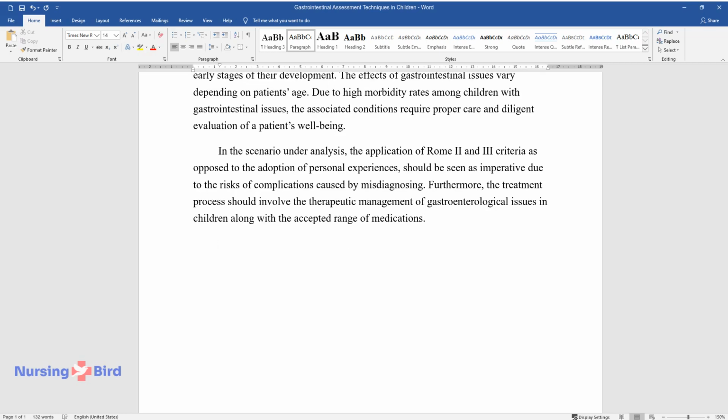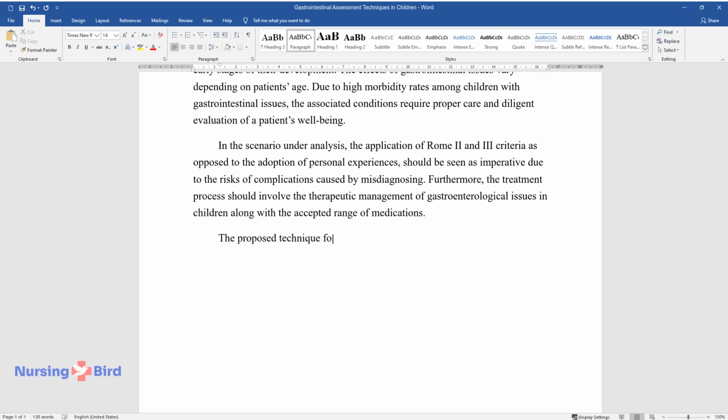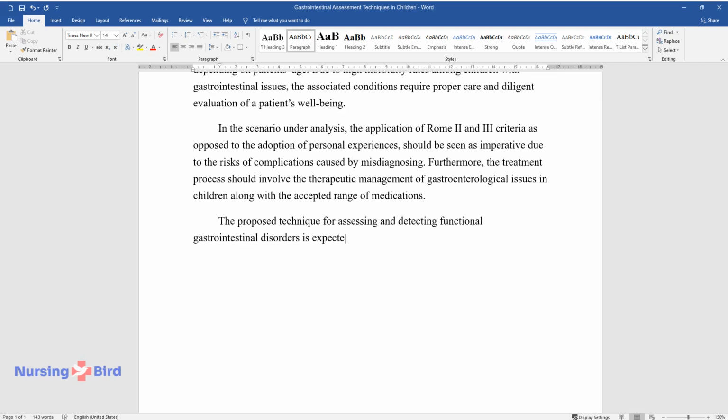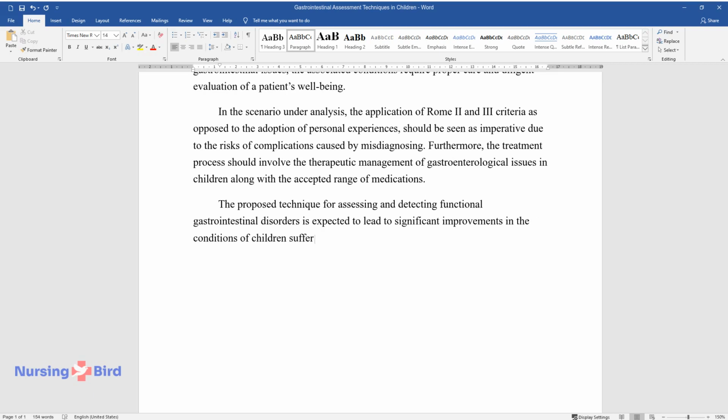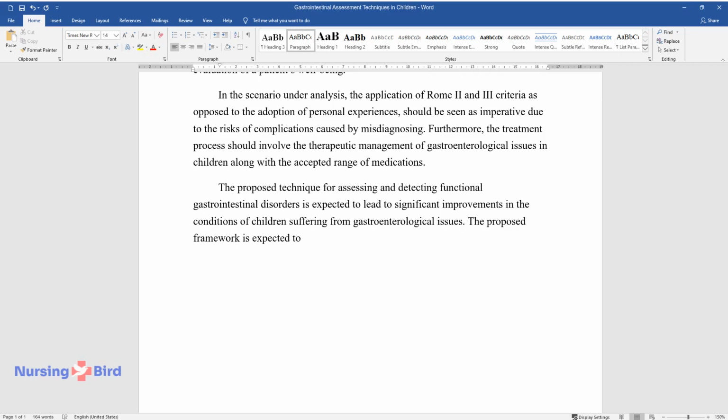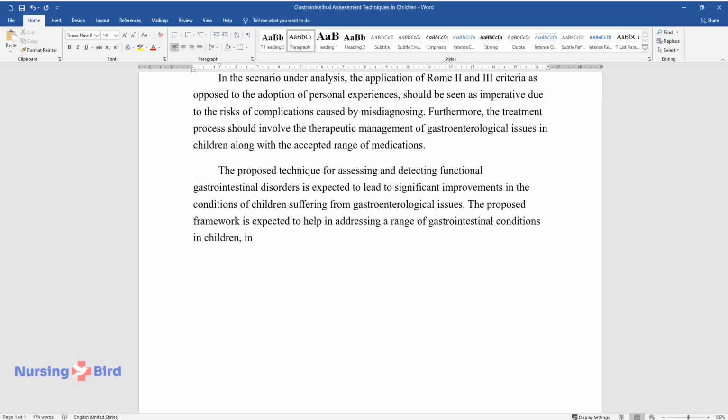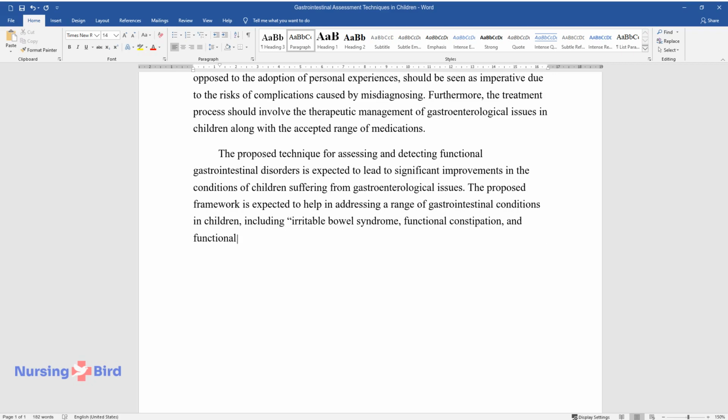medications. The proposed technique for assessing and detecting functional gastrointestinal disorders is expected to lead to significant improvements in the conditions of children suffering from gastroenterological issues. The proposed framework is expected to help in addressing a range of gastrointestinal conditions in children, including irritable bowel syndrome, functional constipation, and functional regurgitation.